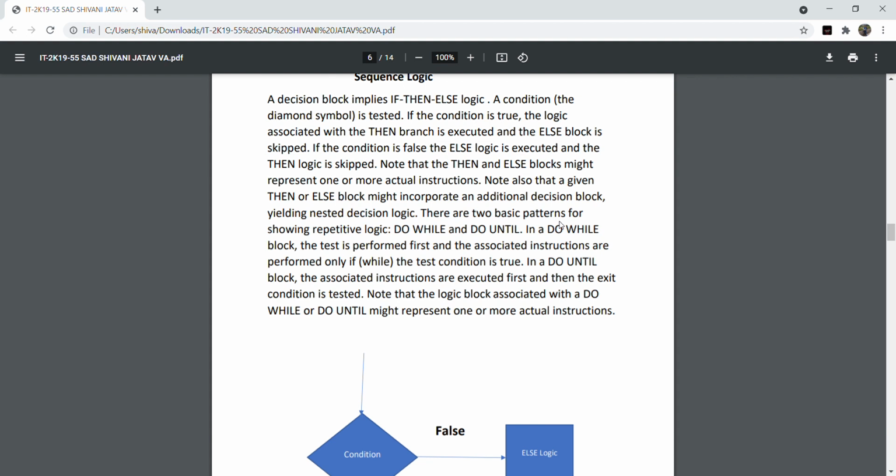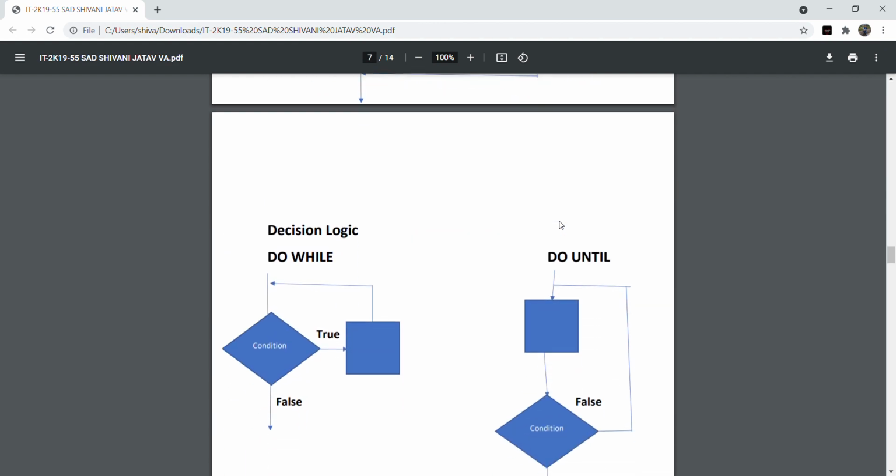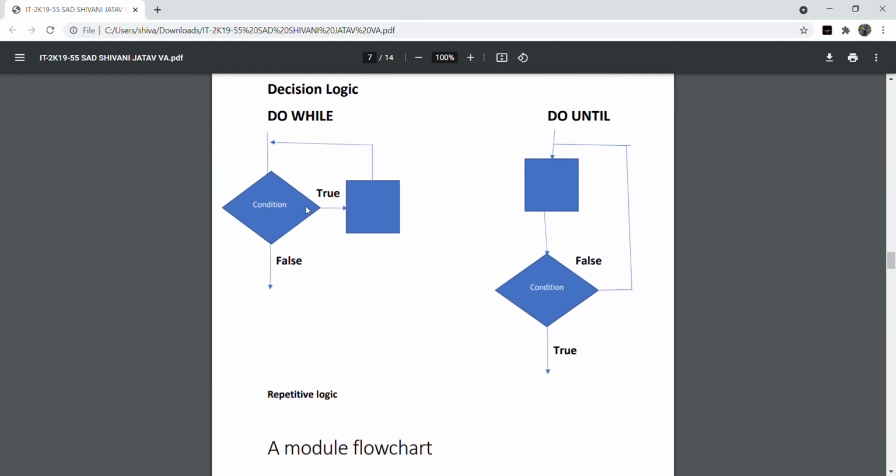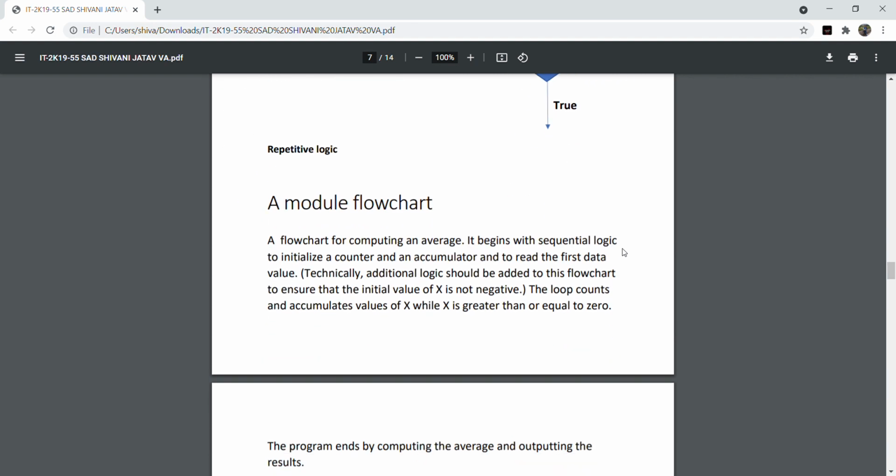In a do while block, the test is performed first and the associated instructions are performed only while the test condition is true. In a do until block, the associated instructions are executed first and then the exit condition is tested. Note that the logic block associated with a do while or do until might represent one or more actual instructions. Here are some diagrams. This is for do while and this is for do until.